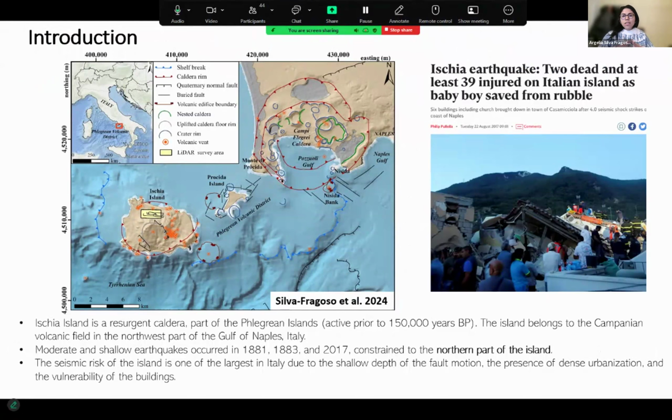But where do we have these structures? These structures are part of an active volcanic caldera that is called Ischia. It's located in the south part of Italy on an island. The main importance of this active structure is the relationship with the high seismic risk that has been well registered during the last 3 centuries until a couple of years ago. Here, the seismic risk is one of the largest in the Italian catalog due to an extremely low depth of the fault motion, the presence of dense urbanization on the faulting area, and also the vulnerability of the buildings.